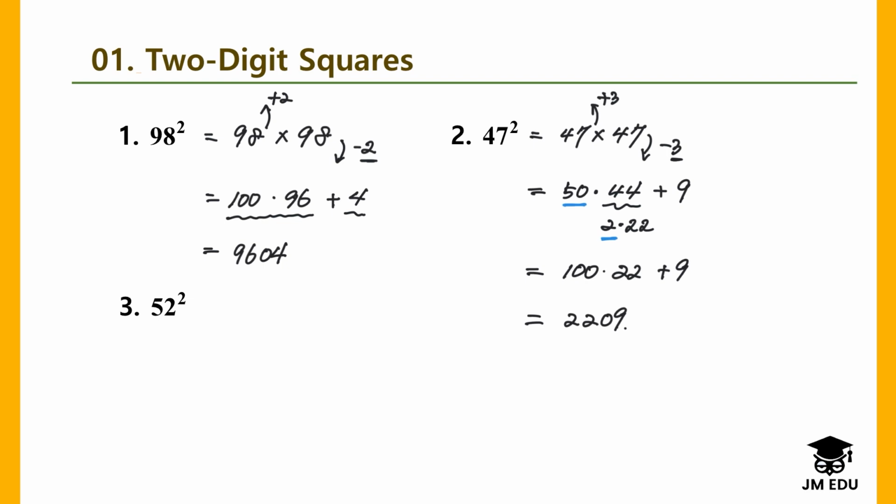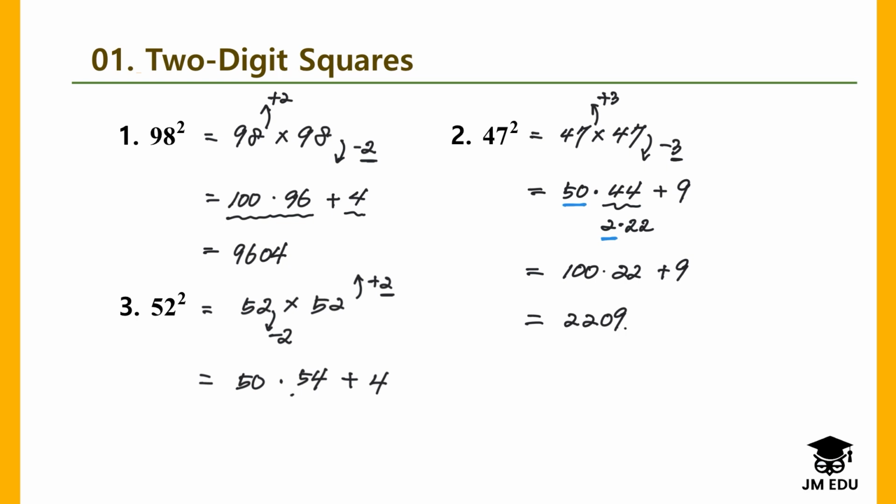Okay. Number 3, we have 52 squared. So that is equal to 52 times 52. Right? So I'm going to subtract 2 from the first 52 to make this number 50. Then I have to add 2 here. So that's going to be equal to 50 times 54, plus we have to add a square of this number, 4.